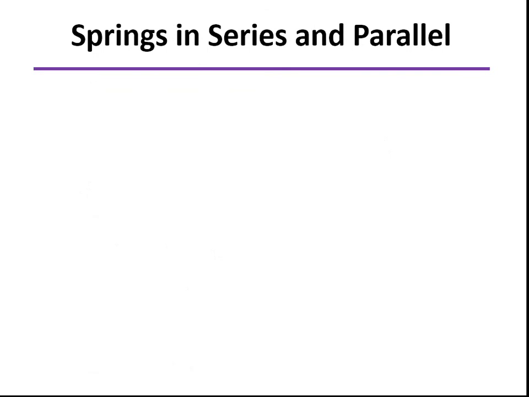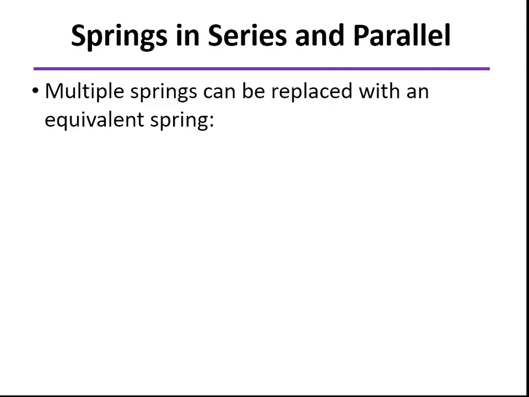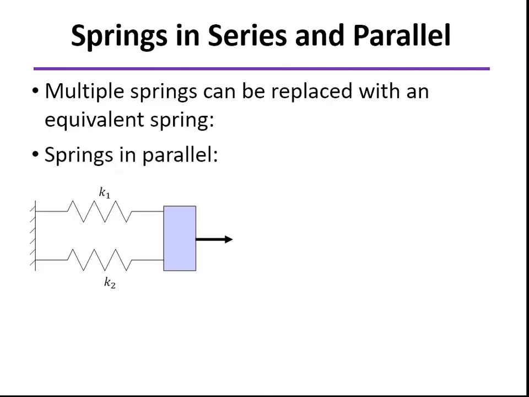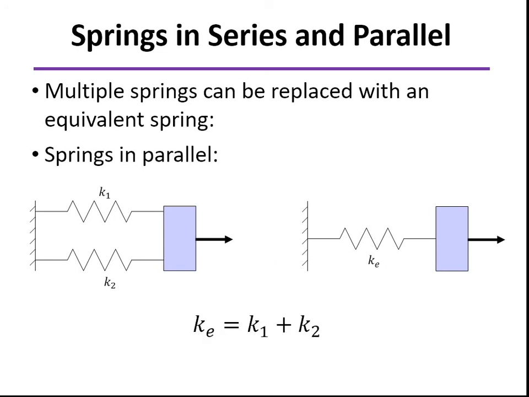Now several problems will involve multiple springs, so just a review of how to handle springs in series and parallel. If we look at springs in parallel first, which means that there's two or more side by side like this, we can replace that with an equivalent spring that has the same load deflection characteristics. And to do that, we simply add together the spring constants K1 and K2 to get the spring constant of our equivalent spring.